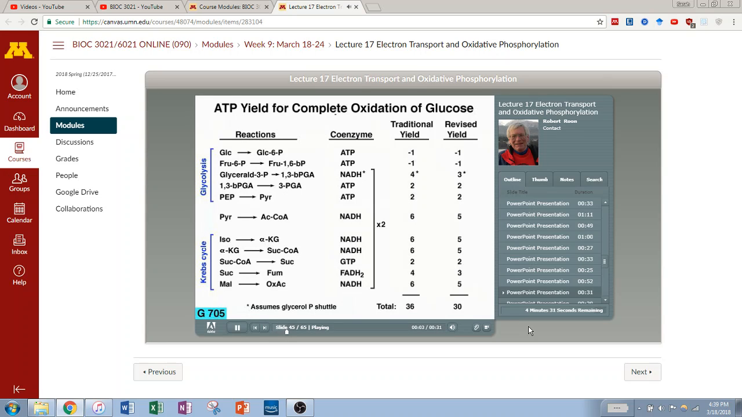So here's the latest up-to-date scoop on ATP production from the complete oxidation of one glucose molecule. We take into account the latest estimate of ATP yield per NADH and FADH2 and the energy cost of moving reducing power from the cytoplasm into the mitochondria. Using these values for ATP production, the complete oxidation of one glucose molecule should yield about 30 ATPs.